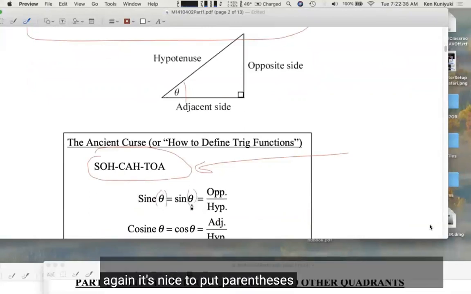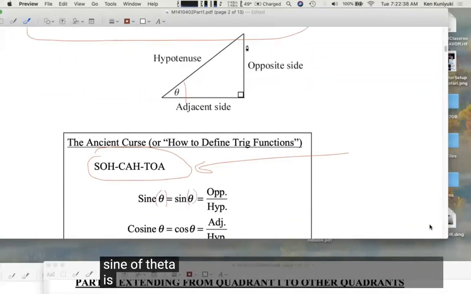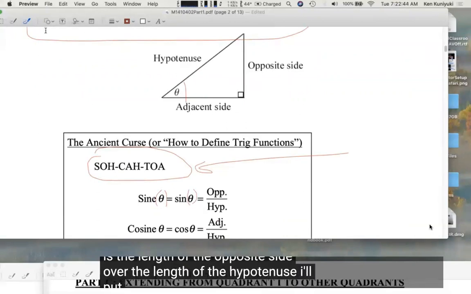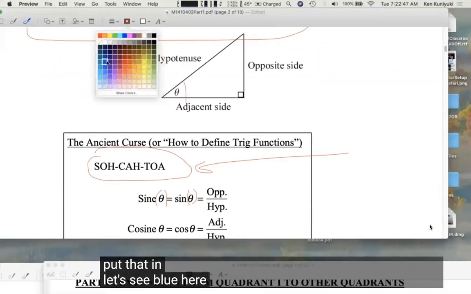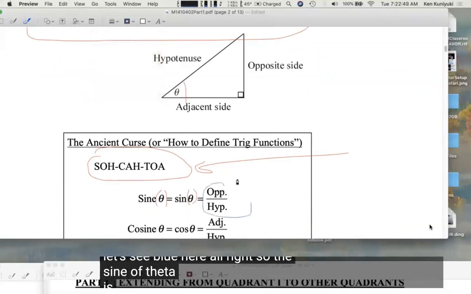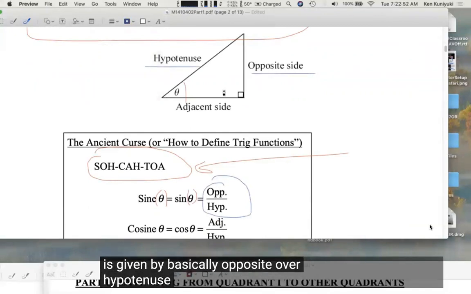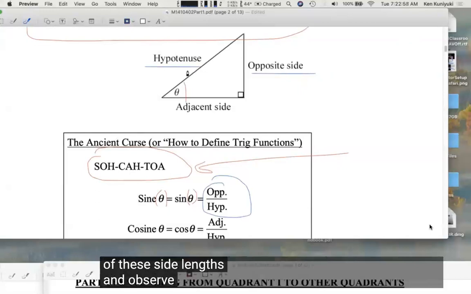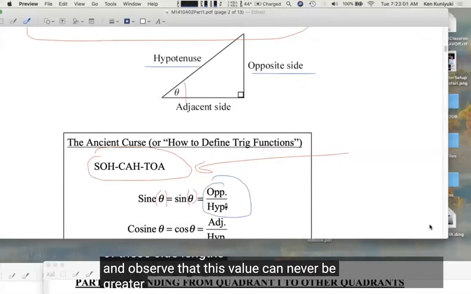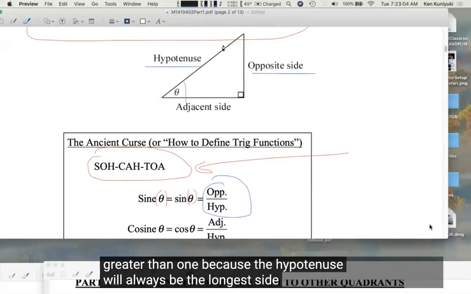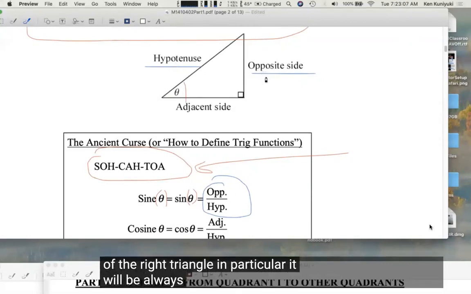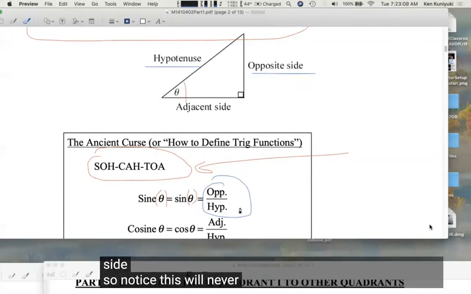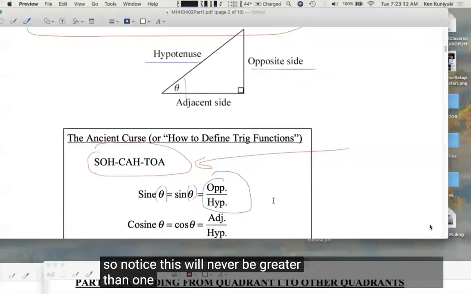again, it's nice to put parentheses. The sine of theta is the length of the opposite side over the length of the hypotenuse. I'll put that in, let's see, blue here. So the sine of theta is given by basically opposite over hypotenuse. It's the ratio of these side lengths. And observe that this value can never be greater than 1 because the hypotenuse will always be the longest side of the right triangle. In particular, it will always be longer than the opposite side. So notice this will never be greater than 1. And for an acute angle, it will be somewhere strictly between 0 and 1.